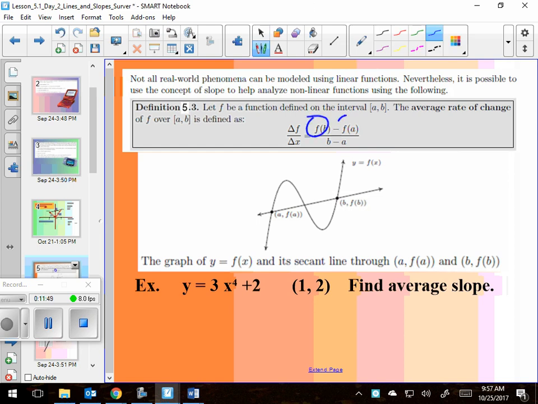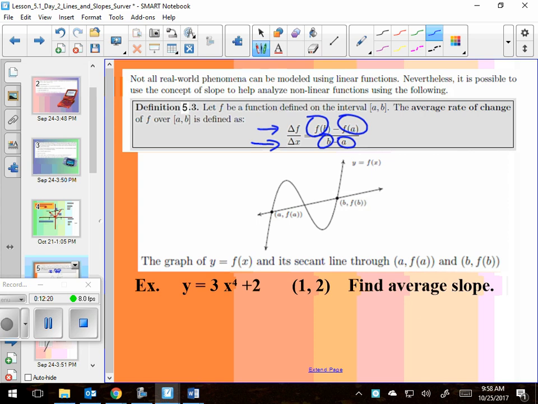F of B minus F of A over B minus A. Why is it slope? It's still the change in F of X. It's basically the change in Y over the change in X. Change in Y over the change in X. Doesn't that sound like rise over run? It's basically just rise over run again.